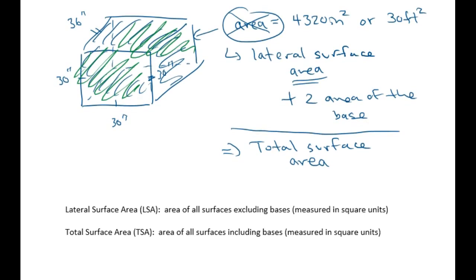So there are a couple of definitions associated with it. Lateral surface area, sometimes written LSA, is the area of all the surfaces excluding the bases, and it is measured in square units. Total surface area, or TSA, is the area of all surfaces including the bases, and it's also measured in square units.